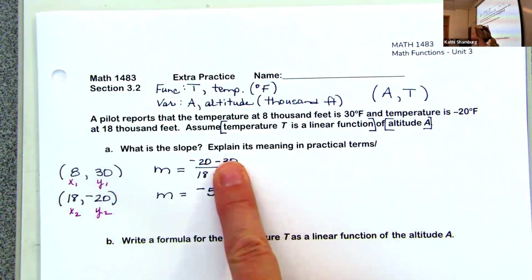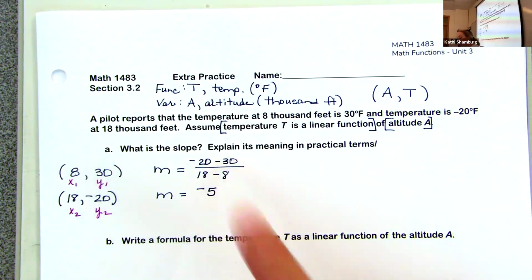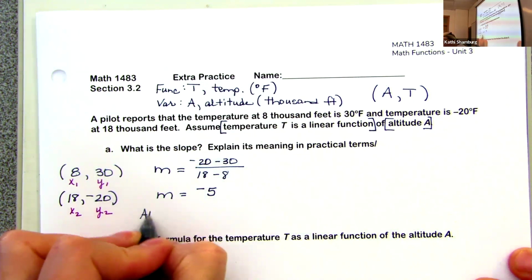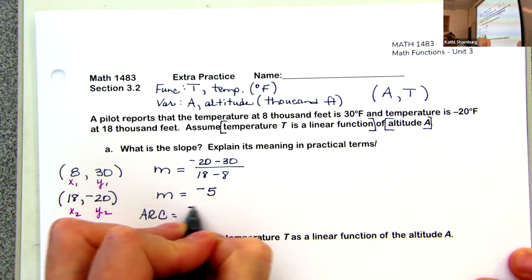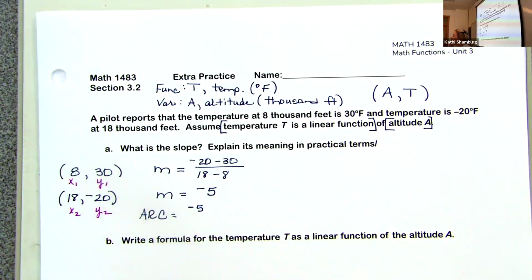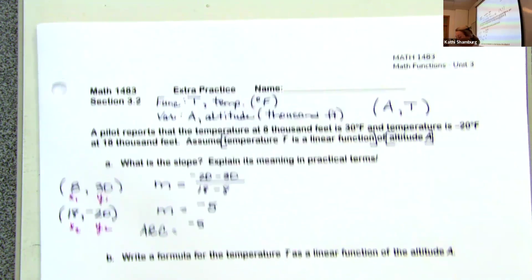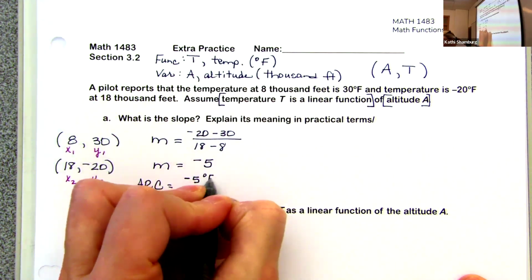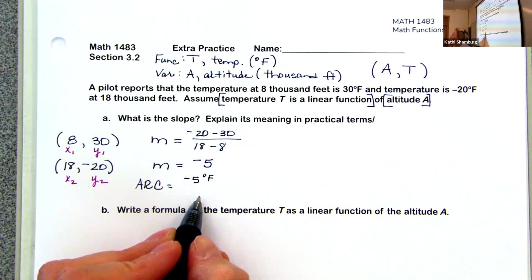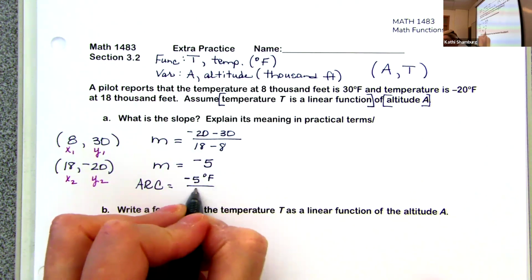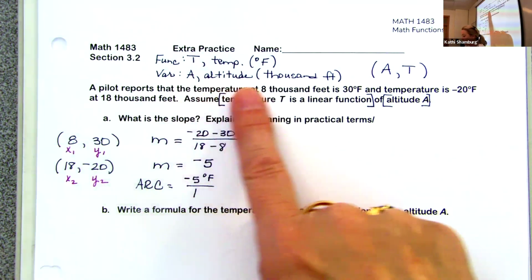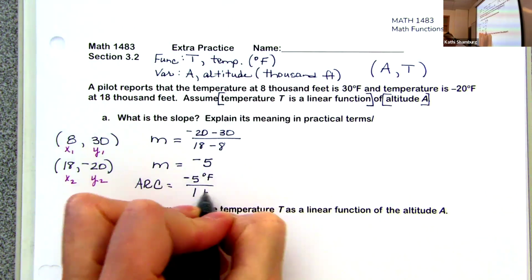Now, this asks me to explain it in practical terms, so I'm going to look at it as an average rate of change. -5 is my numerator, and the numerator is always your change in what? Function, change in function, so that's degrees Fahrenheit. What does negative mean it's doing? Decreasing or dropping. Over 1, and the variable is 1,000 feet.